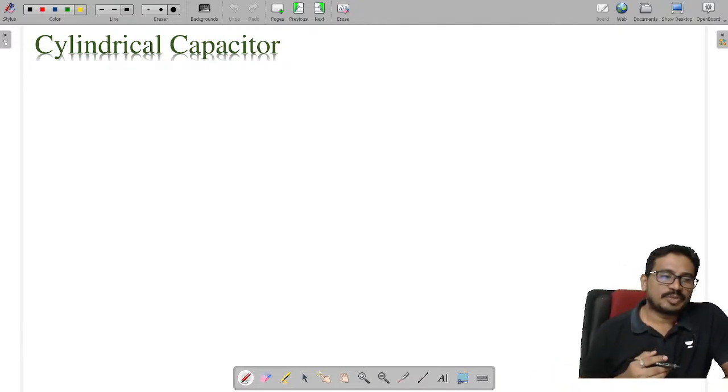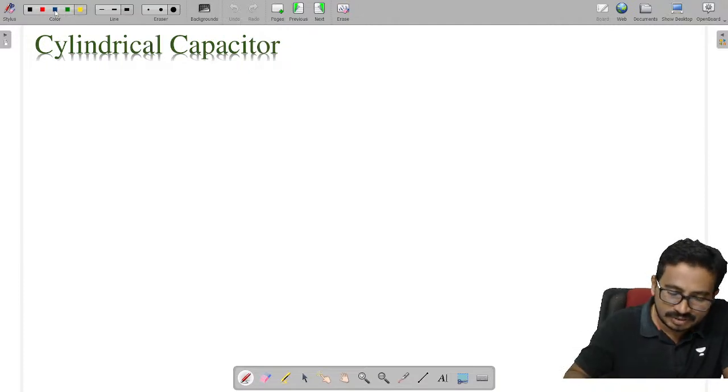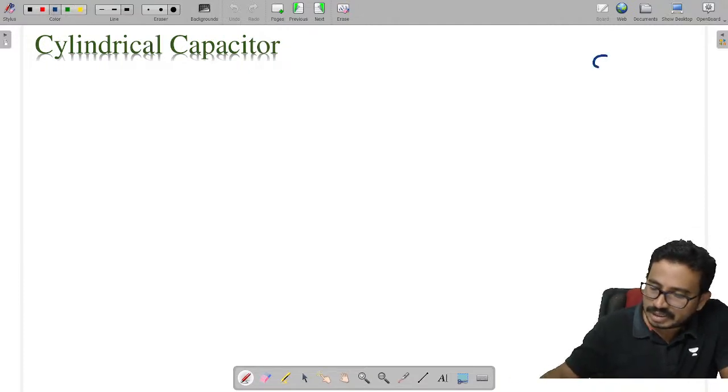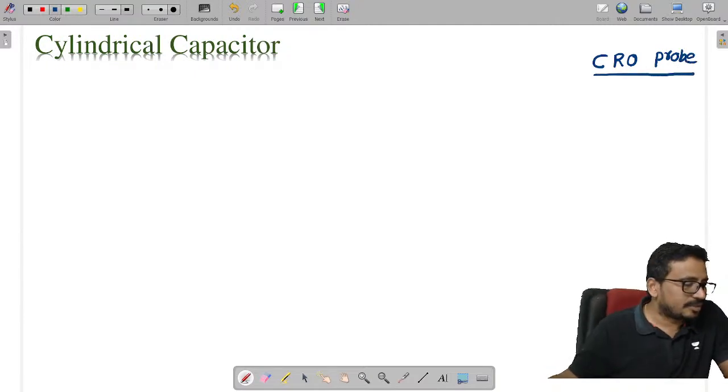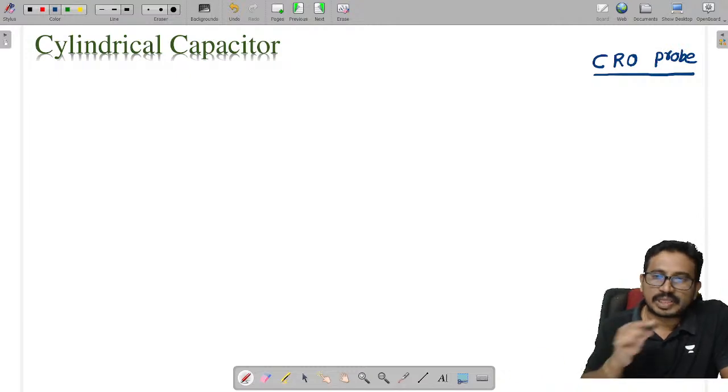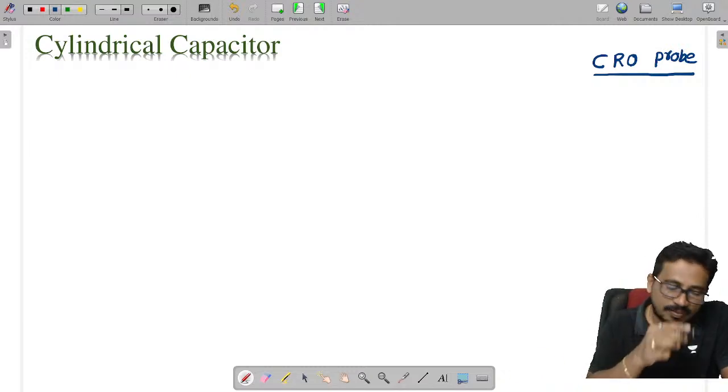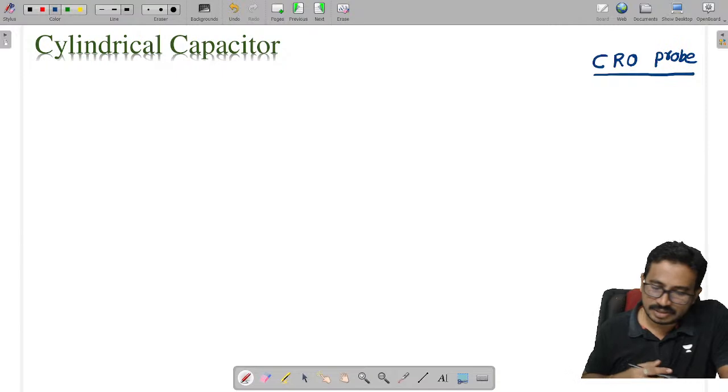Coaxial cable means, you might see the CRO probe. Everybody has seen a CRO probe. The CRO probe is a coaxial cable. See here, the probe is a coaxial cable. Now we are going to find the capacitance of a cylindrical capacitor.